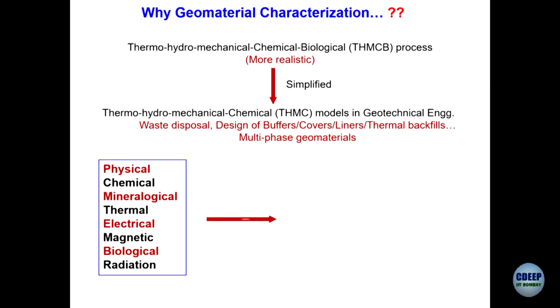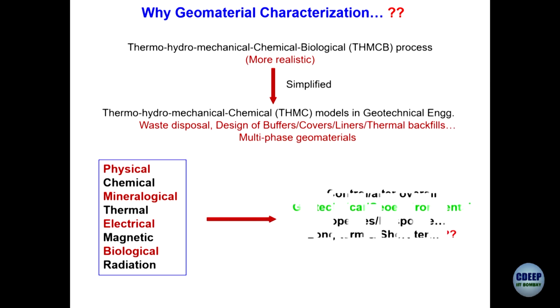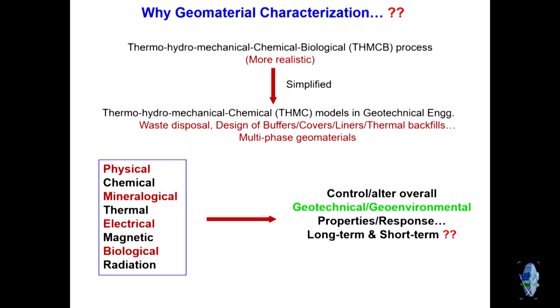ultimately. What is important here to understand is that all these traits or properties are going to control the overall geotechnical or geoenvironmental properties, or the response of the material, in the long term and in the short term. So, you must have studied drained and undrained loading, which is a good example. Drained loading is going to be a long-term phenomenon, all right. Slow drainage takes place because the hydraulic conductivity is very small.